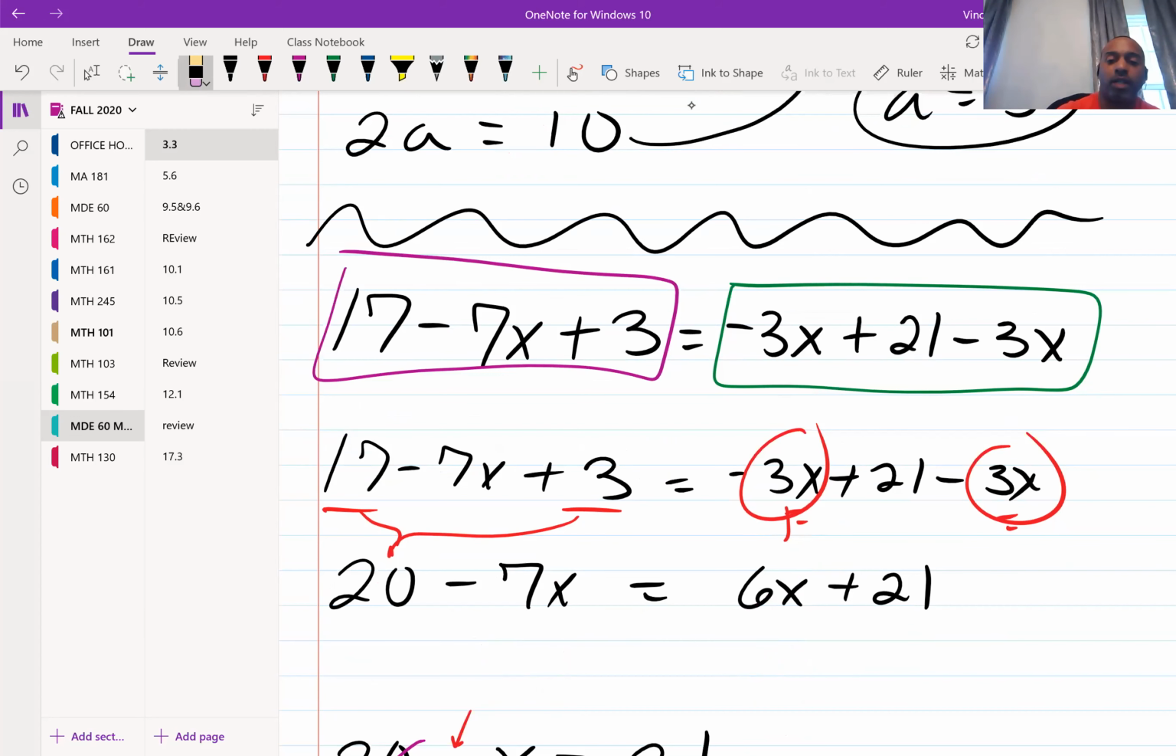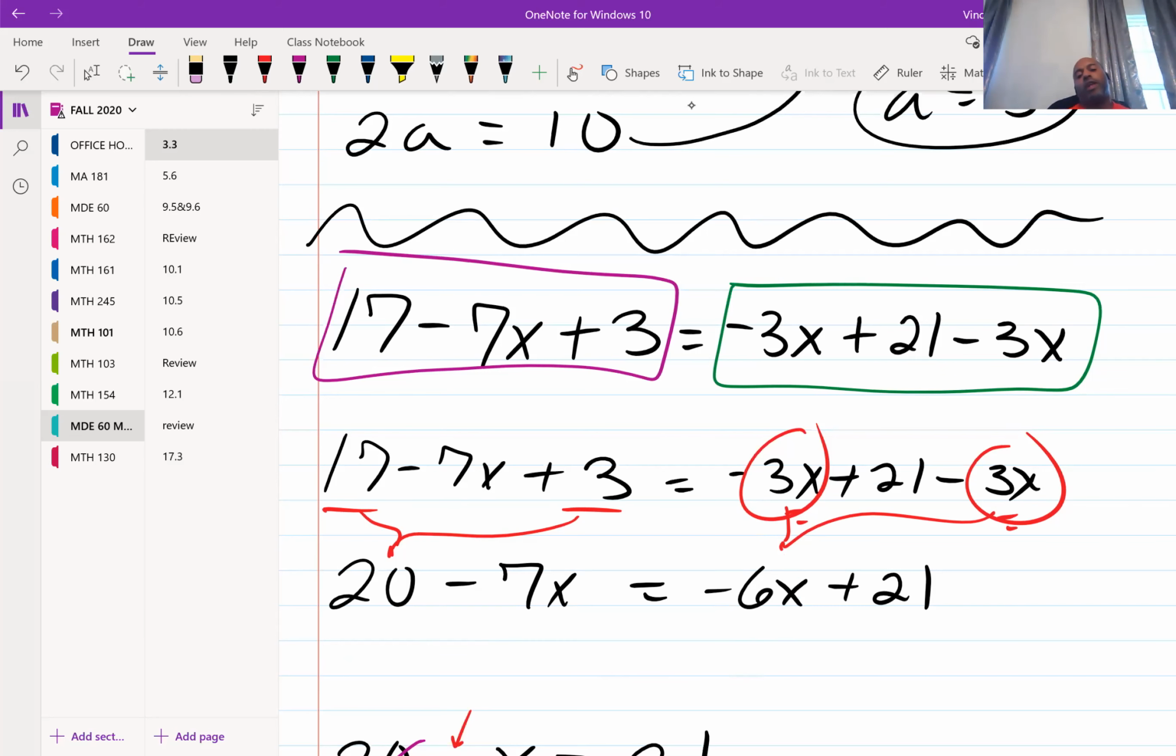In other words, if I want to take this 6 over here, then I will have to use opposite operations. But if I'm just adding or subtracting on the same side of the equation, I would just use whatever signs are given to me.